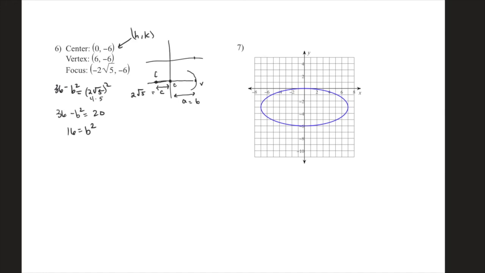Okay, and so basically I'm going to write it out. It's going to be x minus 0, or you could just write x squared here. And that's going to be over 36, because it's 6 squared. And then we're going to plus y minus negative 6 squared divided by the b squared, which is 16, and that's going to be equal to 1.